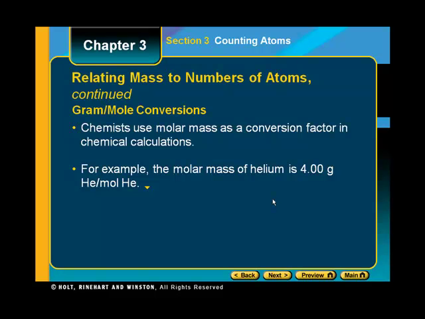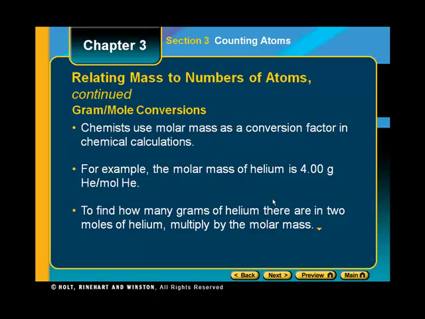So here's an example. The molar mass of helium is 4.00 grams of helium per 1 mole of helium. If we wanted to find out how many grams of helium there are in 2 moles of helium, we can use the molar mass as a conversion factor. Now remember that conversion factors can be flipped or inverted because they just equal 1, right? So you can flip it or invert it to cancel out whichever unit you're trying to get rid of and then get into the other one.